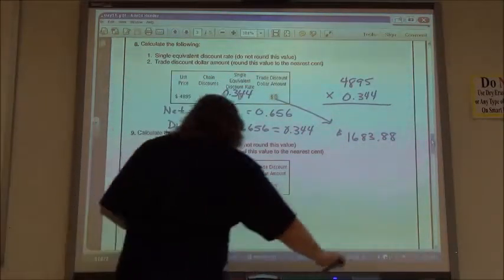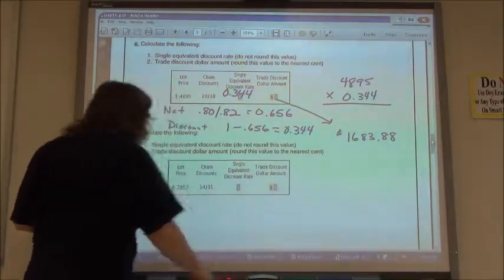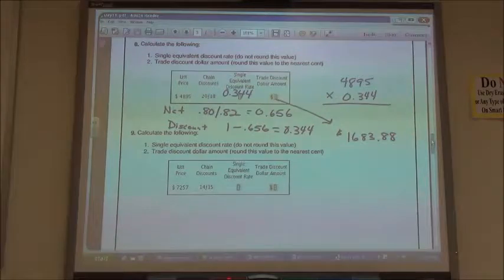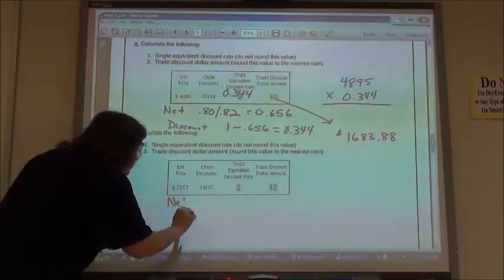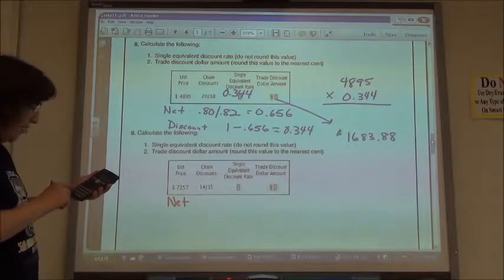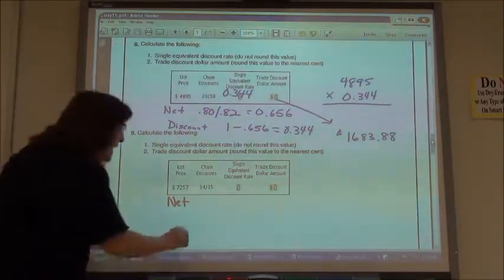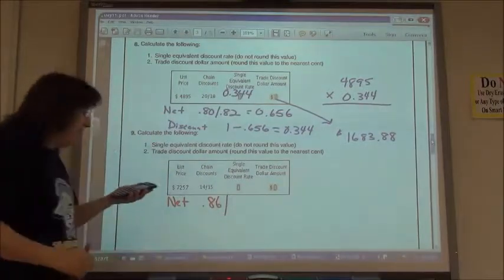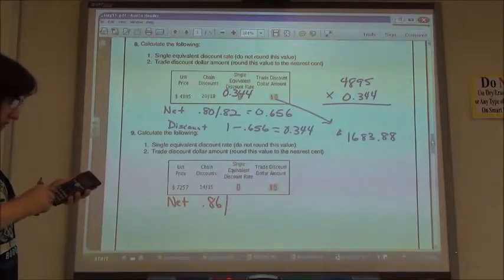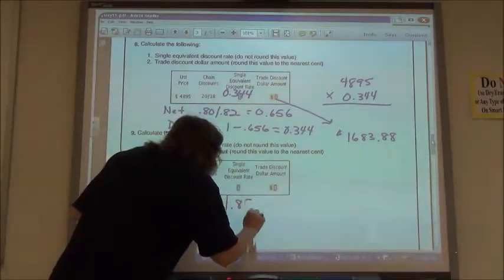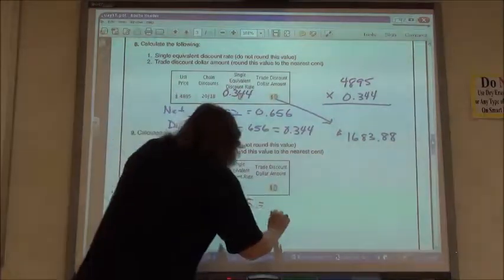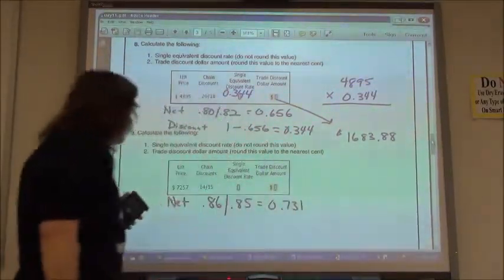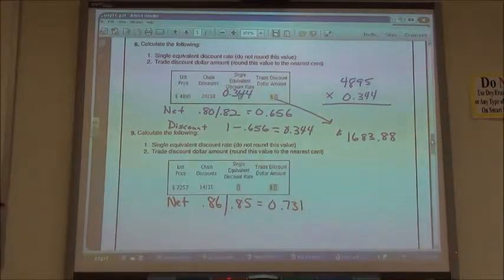And number 9, we'll see if I can fit that all on the screen here. Again, I've got my chain discount of 14% and 15%. I want to find the single equivalent discount rate, but first I have to find the net. So if I look for the net first, if I have a 14% discount, 100 minus 14 gives us 86%. If I have a 15% discount, 100 minus 15 gives me 85%. And so 0.86 times 0.85 gives me 0.731. My net equivalent would be 73.1%.